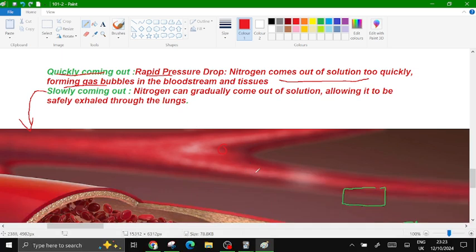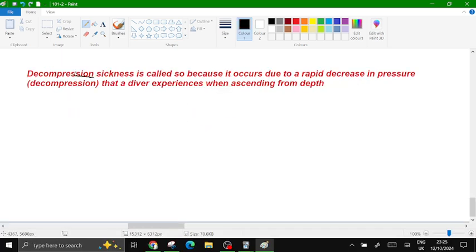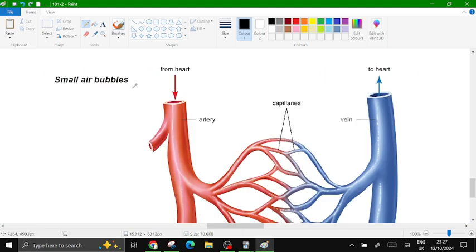nitrogen bubbles. And that's why the disease is called decompression sickness. It's because of the rapid decrease in pressure, which is called decompression, that the diver experiences when they are ascending from depth. The next question: will these small air bubbles form mainly in the veins or in the arteries? Why is this important?